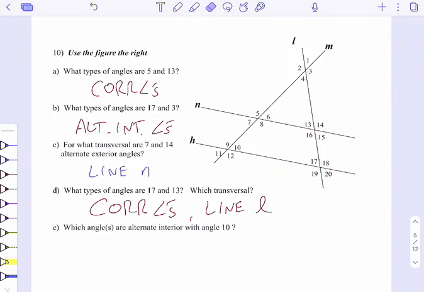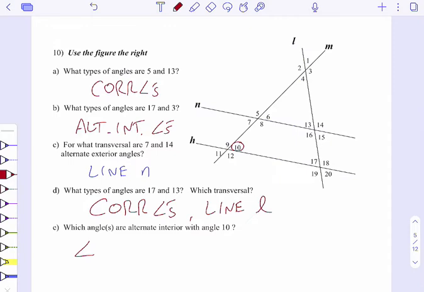Okay, now this is a challenge here. It says for which angles are alternate interior with 10. Okay, so I want to know what's alternate interior with 10. And there's more than one. Okay, everybody should be able to find at least one that's alternate interior with 10. The alternate interior ones make a Z shape. So somebody give me one of the angles that's alternate interior to 10, and somebody give me which one is the easiest one. Let's do the easiest one first.